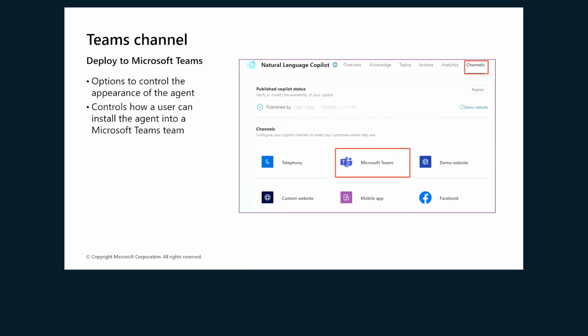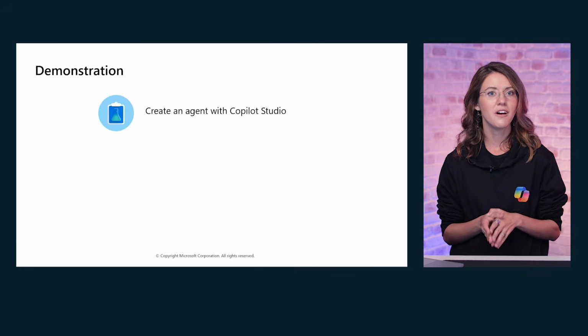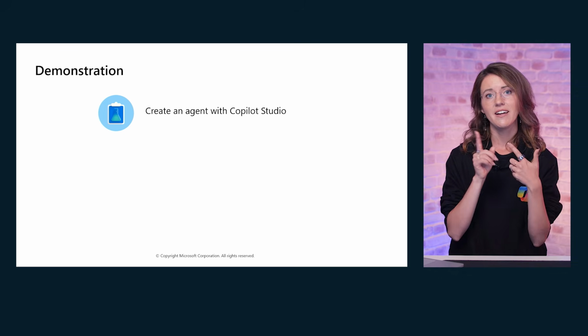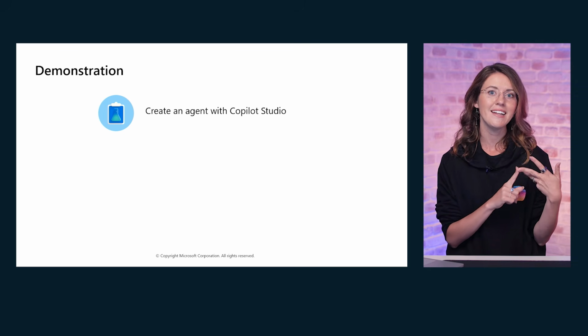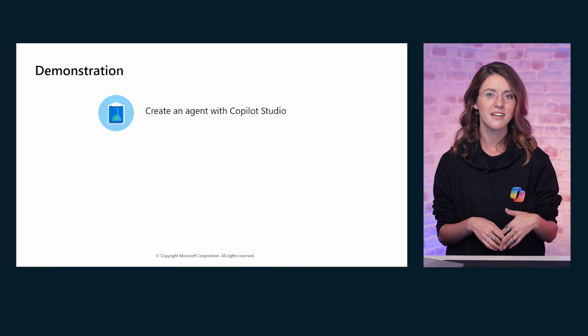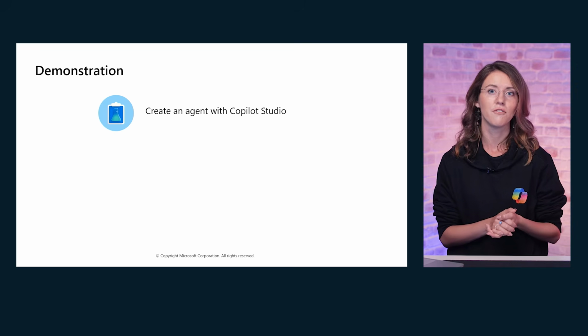After publishing, you can also make your agent available in Microsoft Teams. This allows you, your teammates, and your broader organization to interact with it directly. In the next demonstration, you will learn how to create and name an agent, add description of its purpose, configure generative AI answers, and incorporate a knowledge source. This step-by-step process will help you build your first agent.